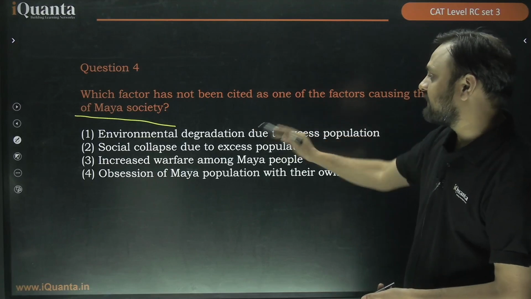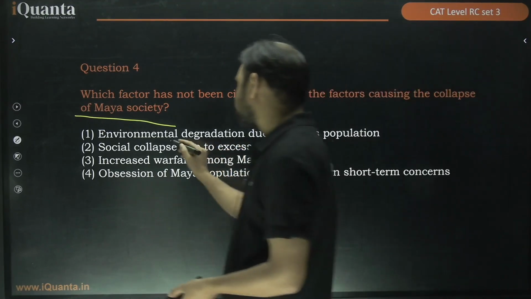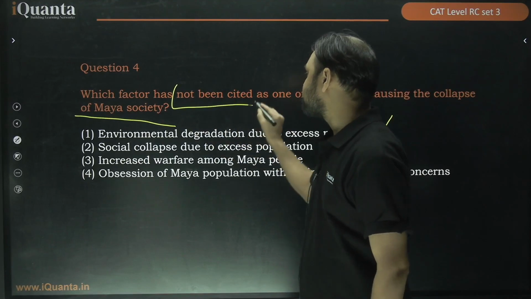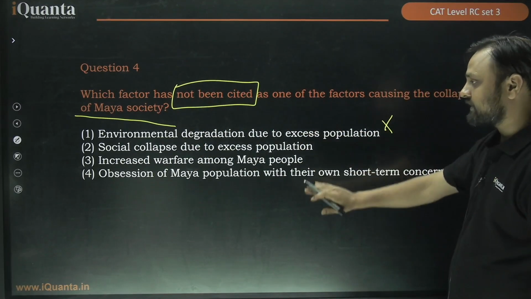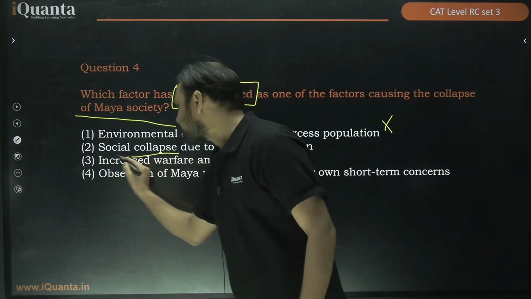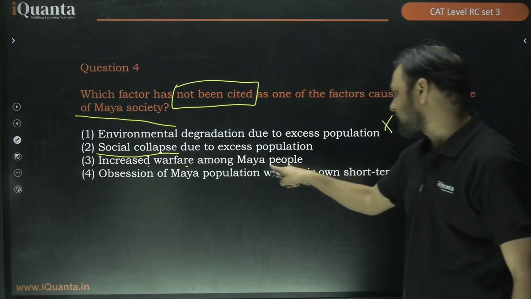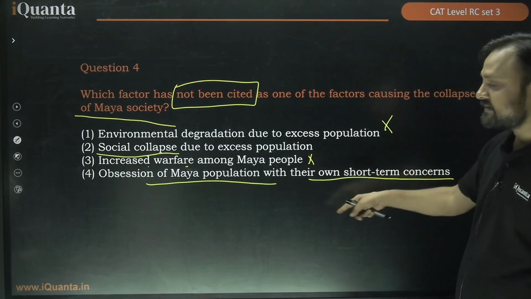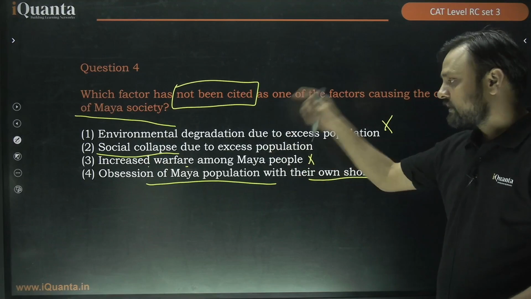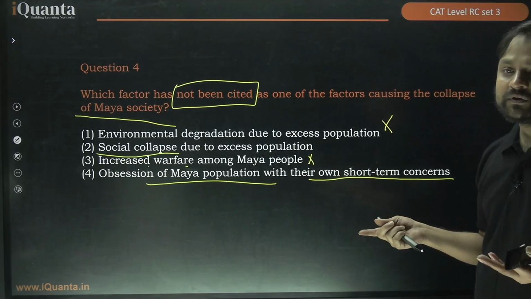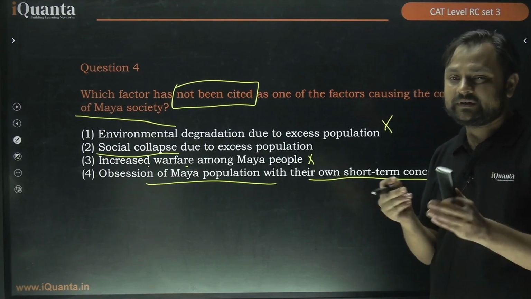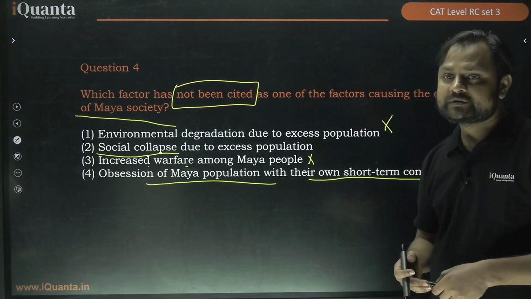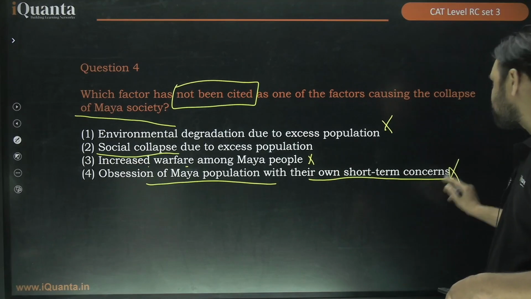So, which of these have not been given as a reason for this collapse? Environmental degradation, has it been discussed? Yes, it has been discussed. We are looking for something which has not been cited, so this is not the answer. Social collapse actually has not been cited, but increased warfare among Maya people, yes, this has been cited, so we can eliminate this. Obsession of Maya population with their own short term concerns, yes, this too has been cited. That was, I think, the 5th strand according to the author. He said they were not very far sighted, they were very short sighted, and they indulged in petty things, and they were very selfish, and this selfishness also caused the fall of their civilization.